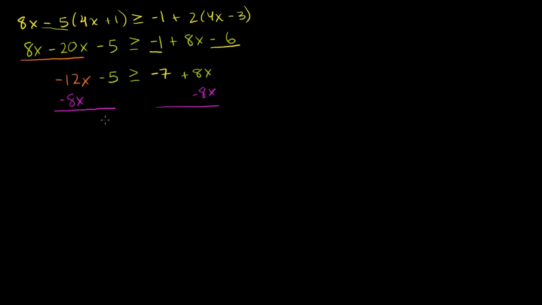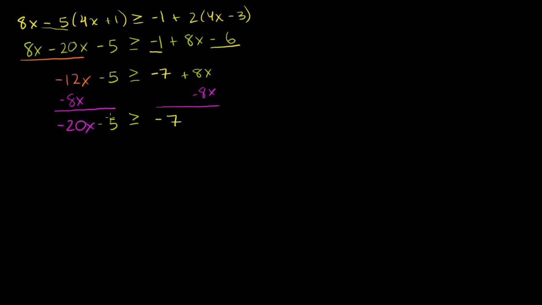From both sides, I'm subtracting 8x. This left-hand side, negative 12 minus 8, that's negative 20. Negative 20x minus 5. Once again, no reason to change the inequality just yet. All we're doing is simplifying the sides or adding and subtracting from them. The right-hand side becomes, this thing cancels out. 8x minus 8x, that's 0. So you're just left with a negative 7.